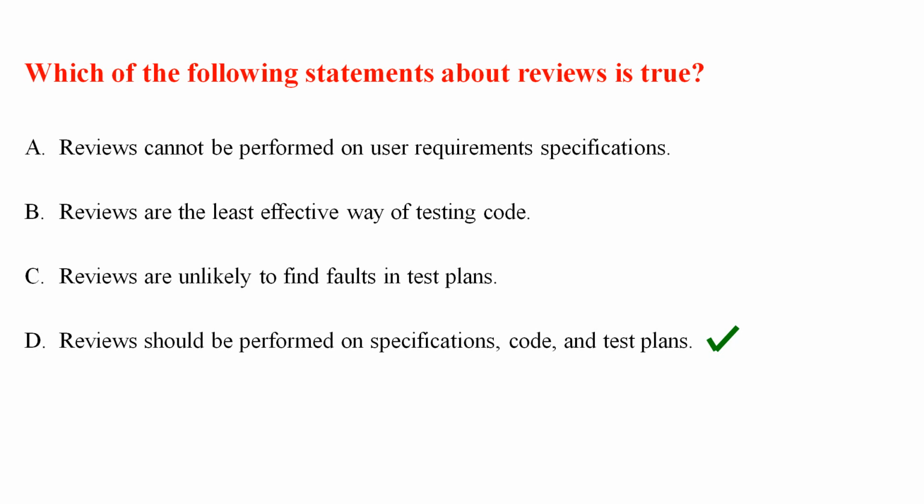And the reviews are also performed on the code. That's why these are called code reviews. Test plan is also one of the documents of the project. All the documents of the project, including a small piece of paper, should also be reviewed. So, test plan is a document of a project. Specifications is also nothing but a document. So that's why option D is correct.